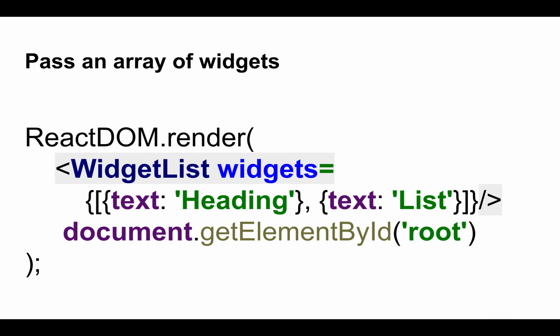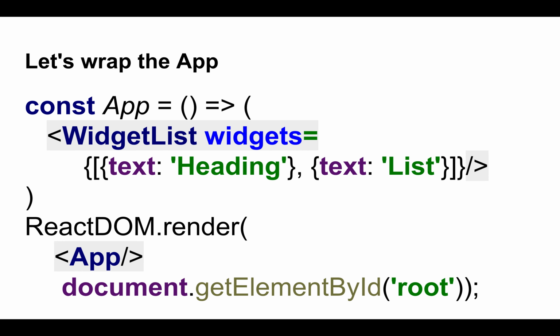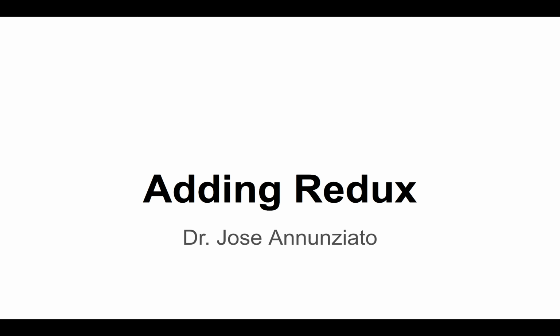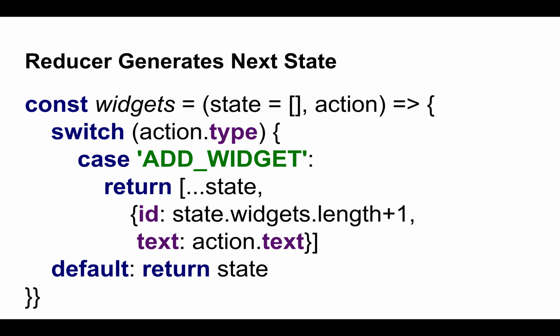Here we have an example of passing an array of widgets. One that says the text is heading, the text is list, and through the property widgets, the widget list might render through this as an array of widgets. Okay, so we might want to be able to modify this. We already know this, right? We already know that we can pass arrays down to containers or components, and components can then iterate over them. We know that already. What we'd like to be able to do is add widgets, right?